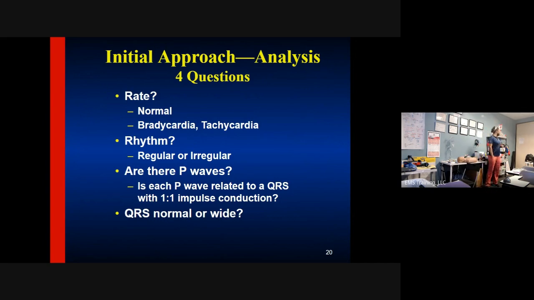The next thing you want to ask yourself is, is the rhythm regular or irregular? Are there P waves? And is each P wave related to a QRS with a one-to-one impulse conduction? So you should have a P wave for every QRS and vice versa. They work together, they don't work apart. Is your QRS normal or wide? A normal QRS is less than 3 boxes wide. A wide QRS is greater than 5 boxes wide.